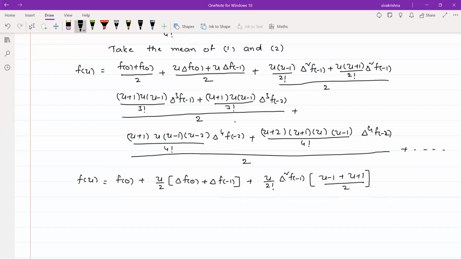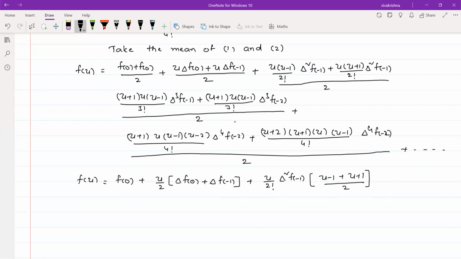Okay, once again, coming to the third term, we have to take common that u by 2 factorial into delta square f of minus 1. So whenever we have taken common u by 2 factorial into delta square f of minus 1, then the terms remaining in the term are u minus 1 plus u plus 1, and also we are having by 2, so that we have to write by 2. Okay, this is the third term.